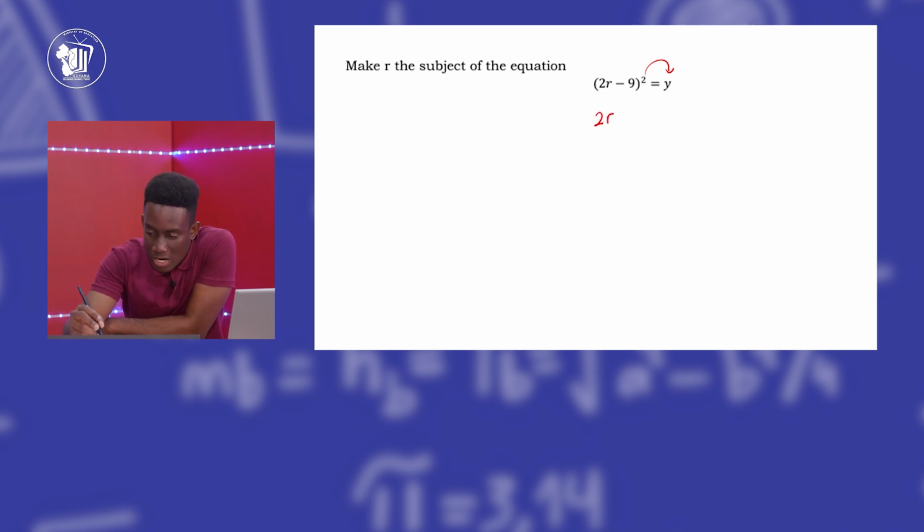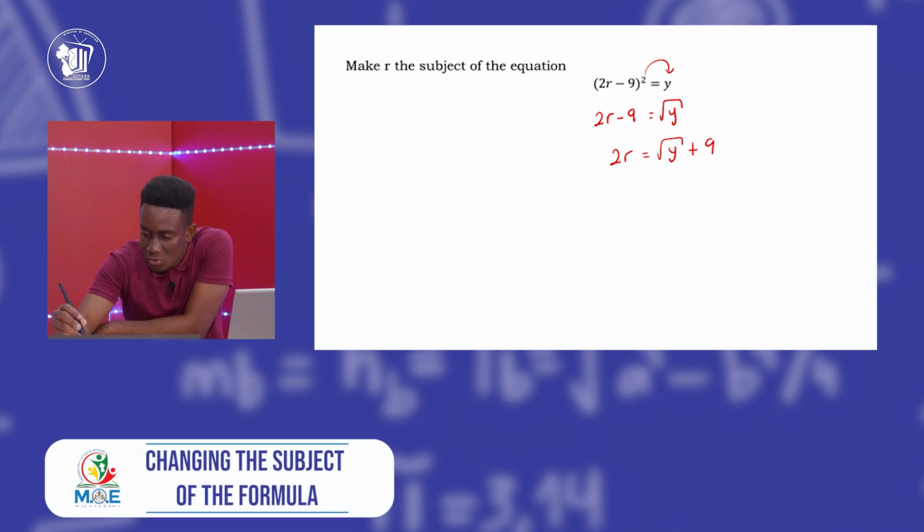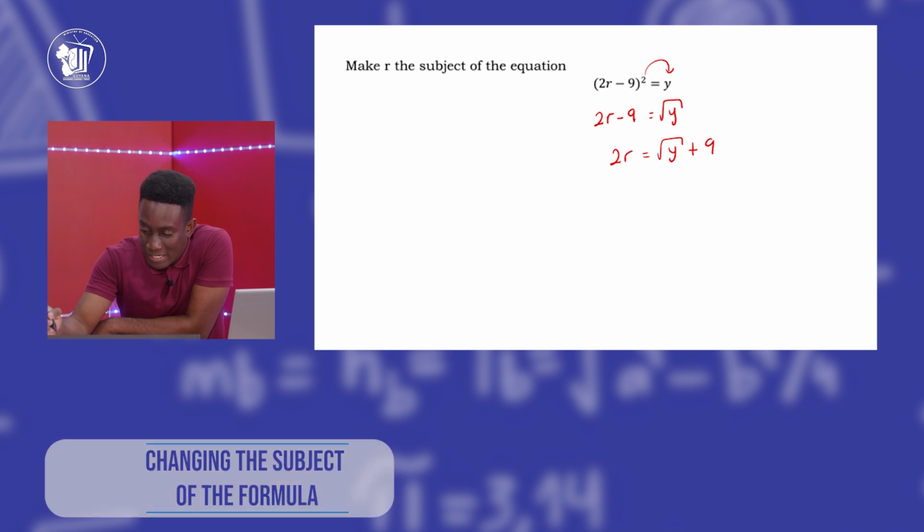So this will be 2r subtract 9 is equal to, when I take over the square, it becomes the square root of y. And then next I want to take over the 9. So the 9 is subtracting. So when I take it over, it will add. So I'll have 2r is equal to the square root of y plus 9. Remember, this square root cannot incorporate this 9 inside because the square root is just over the y alone. So I have the square root of y plus 9.